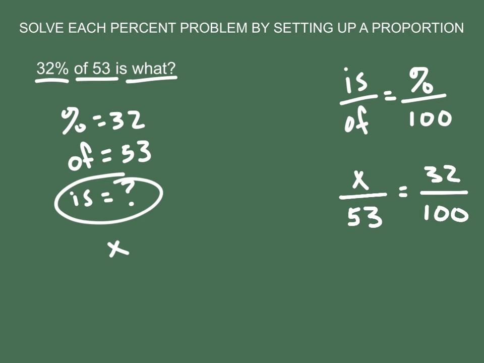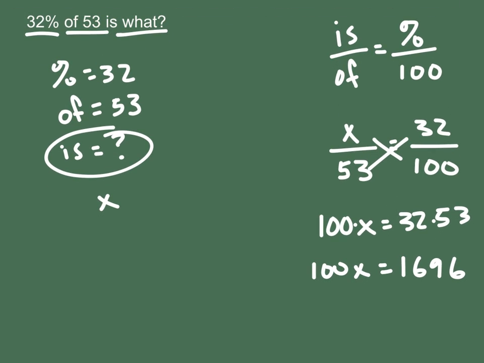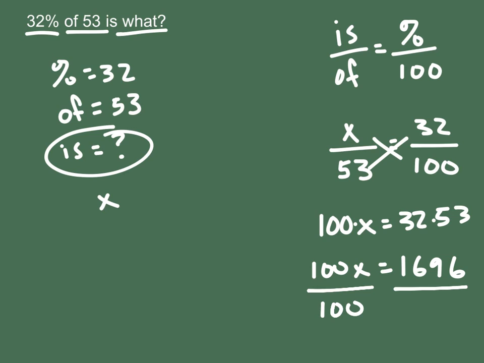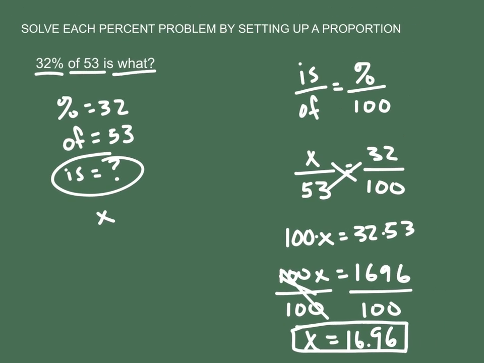From here, we can cross multiply. So we have 100 times x is equal to 32 times 53. That's going to give us 100x is equal to 1,696. Then we divide that by 100, and we get that x is equal to 16.96. That's the value we're trying to figure out, and that's what answers our question.